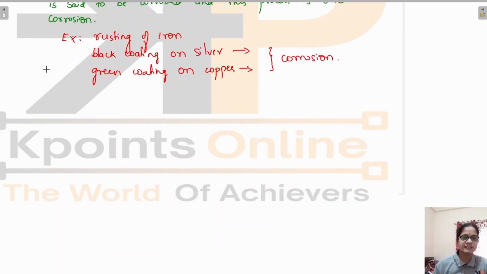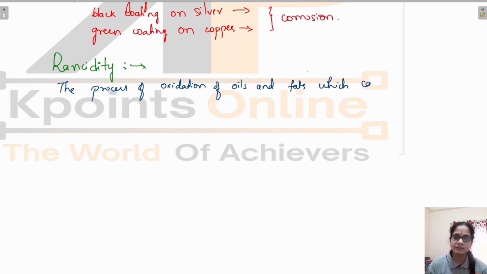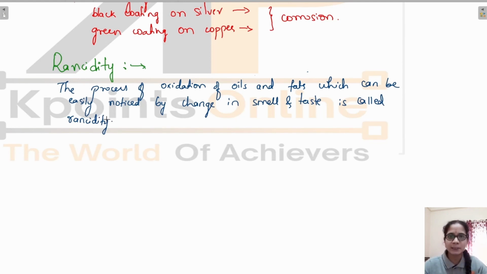Next is rancidity. Rancidity is the process of oxidation of oils and fats where we can notice a change in taste and smell. The process of oxidation of oils and fats which can be easily noticed by a change in smell and taste is called rancidity. When items which are deep fried in oil are kept for a longer duration of time, you can observe a change in taste as well as smell. It is due to the oxidation of the oil and of the food materials that are deep fried in the oil. Then how do we prevent rancidity?